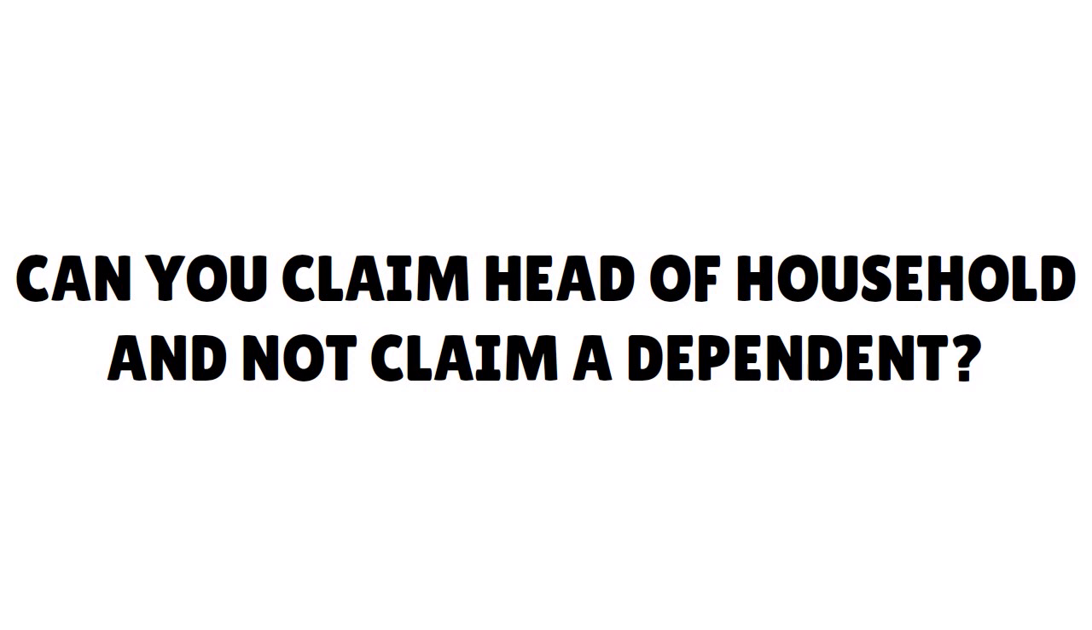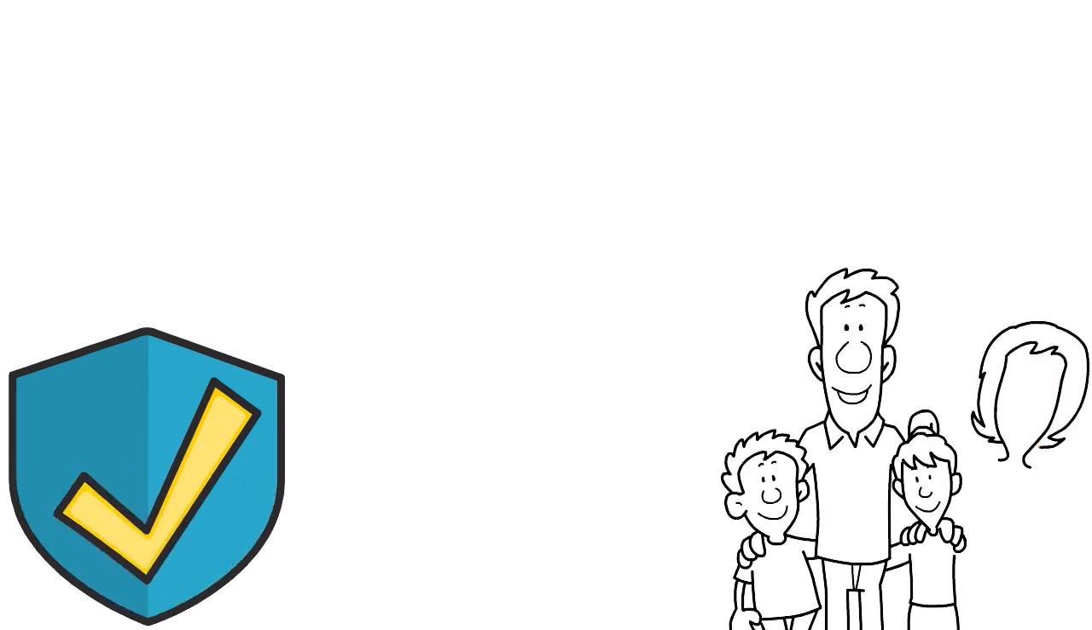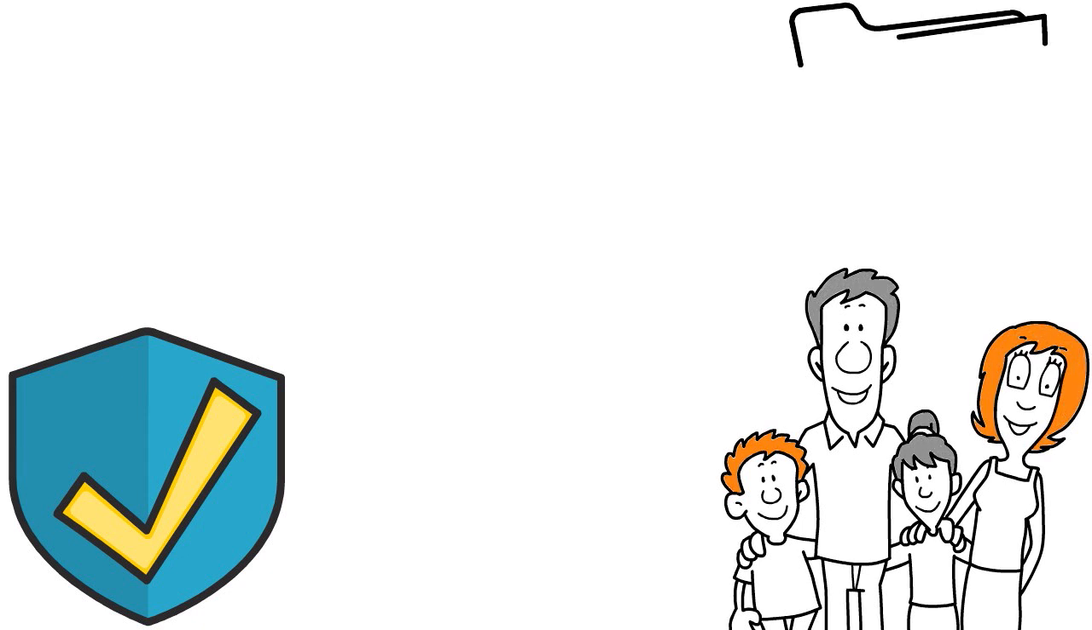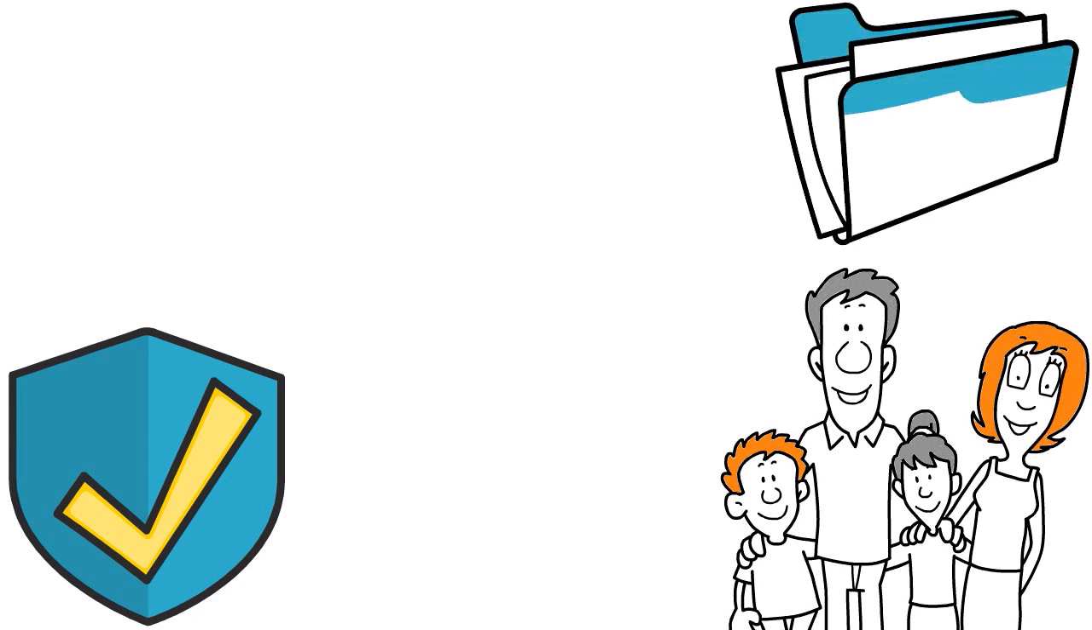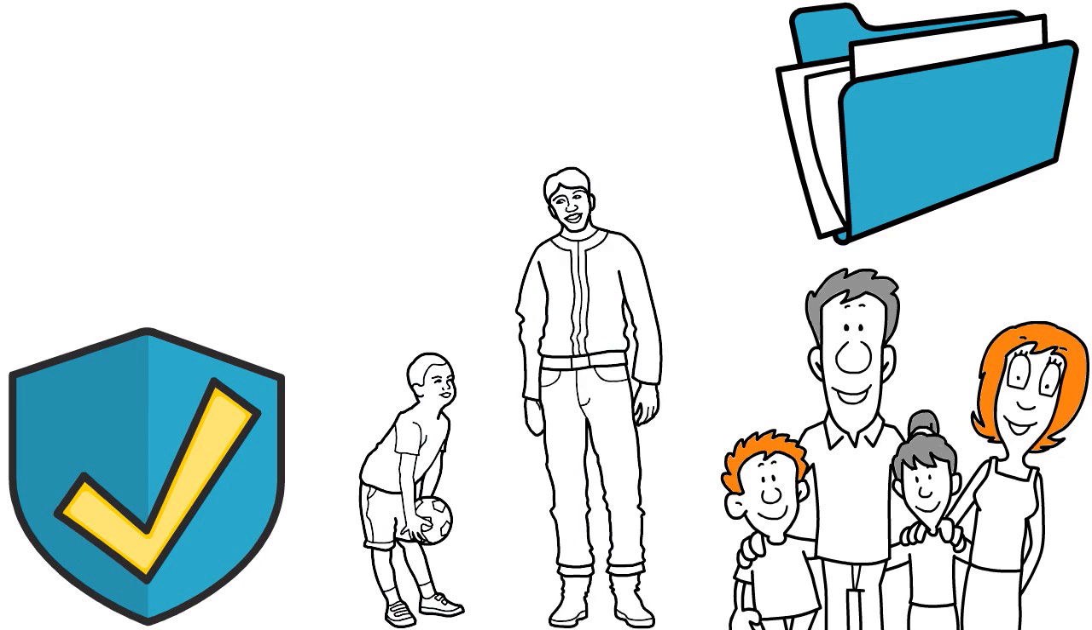Okay. And can you claim head of household and not claim a dependent? Generally, you need to have a qualifying child or dependent claimed on your return to file using the head of household status. However, if you are a custodial parent, you may be eligible to file using the head of household filing status if you cannot claim the child as a dependent only because the non-custodial parent can claim the child, when meeting these rules. You are unmarried or considered unmarried on the last day of the year.